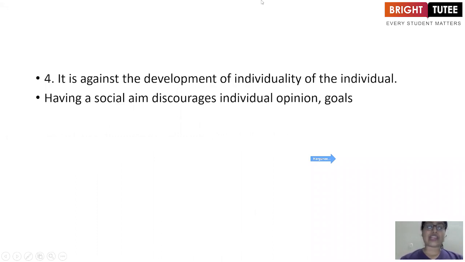Now, this is actually considered against the development of individuality of an individual. So, having a social aim therefore discourages a person's own opinion, perspectives, values, and the way he looks at things. Maybe you can even say individual attitudes toward different objects or situations in his life. It also neglects his own personal short-term and long-term meaningful goals that he had kept for himself.